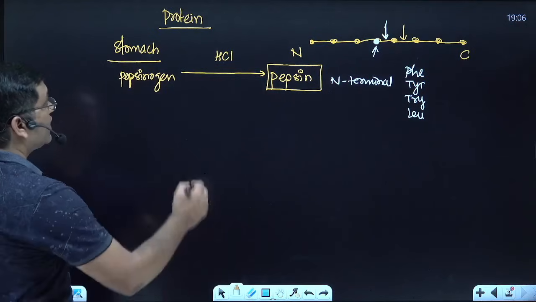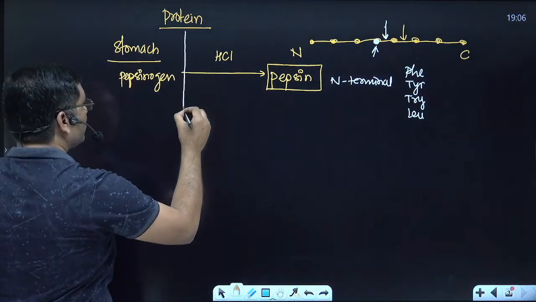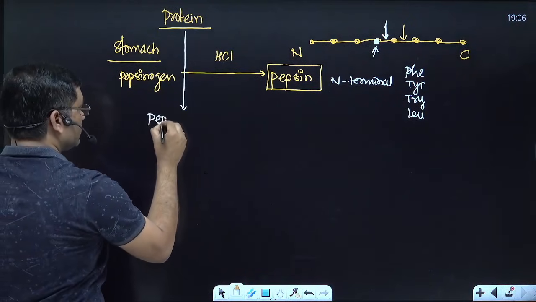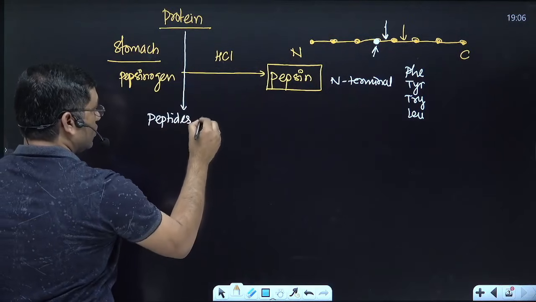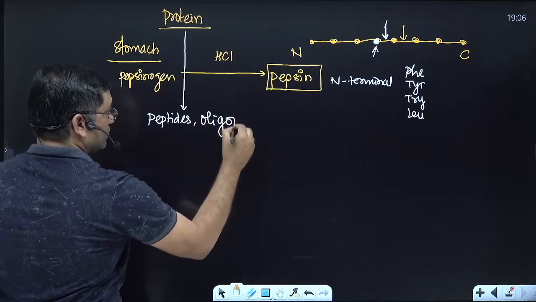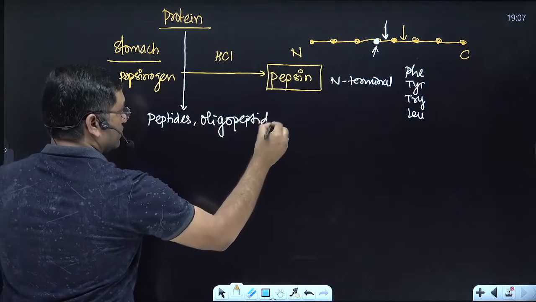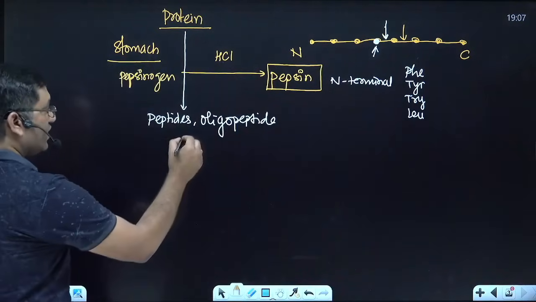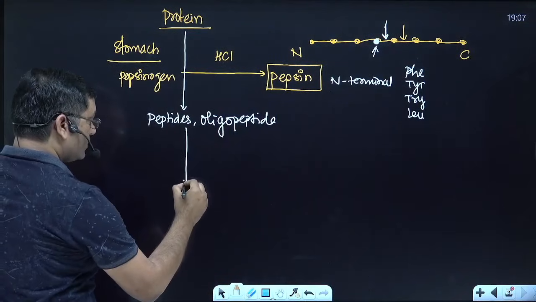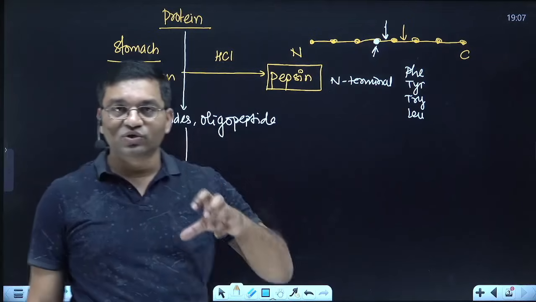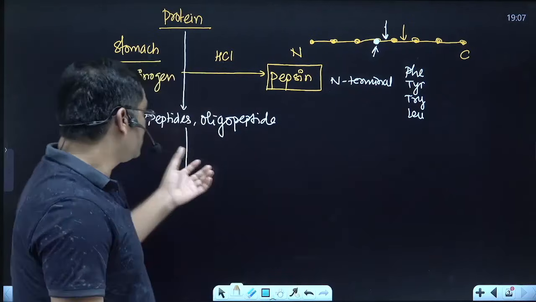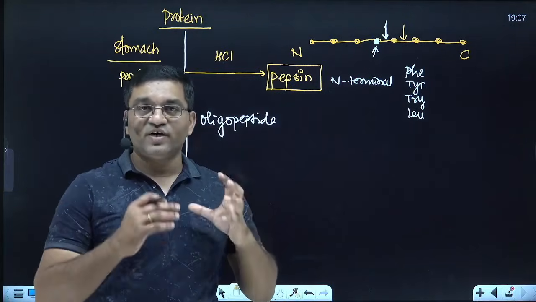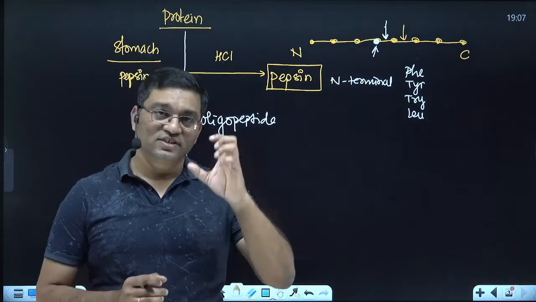So by the action of pepsin, proteins are converted into peptides or oligopeptides. Then they are acted upon by the pancreatic enzymes which are released in response to cholecystokinin. When food reaches the duodenum, cholecystokinin causes the release of pancreatic juice and secretin causes the release of bicarbonate which provides the pH. Optimum pH for pancreatic enzymes is 8.